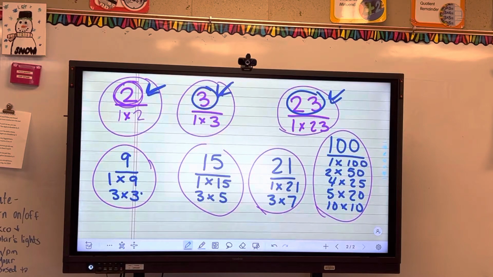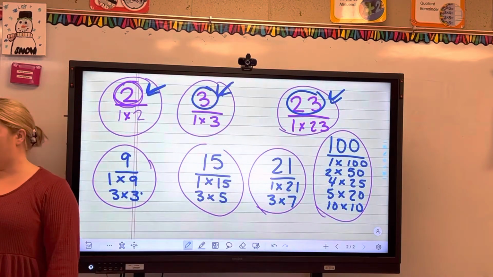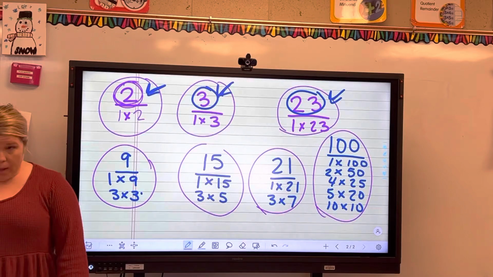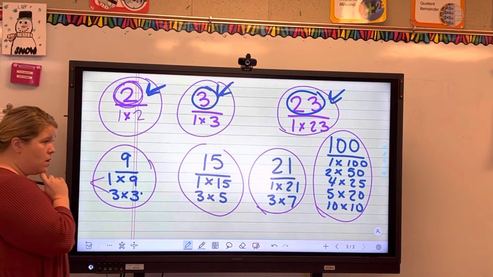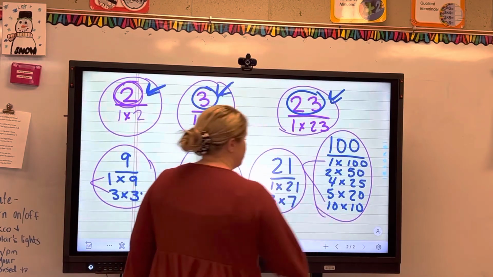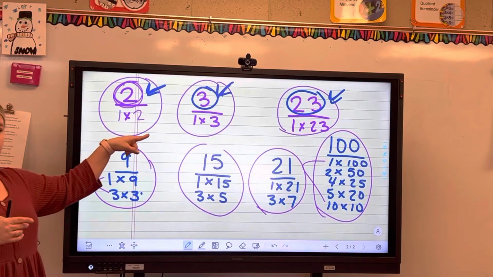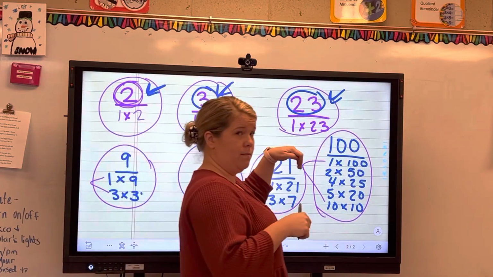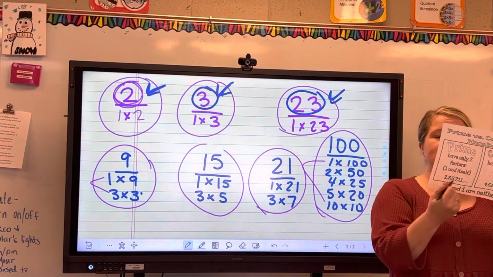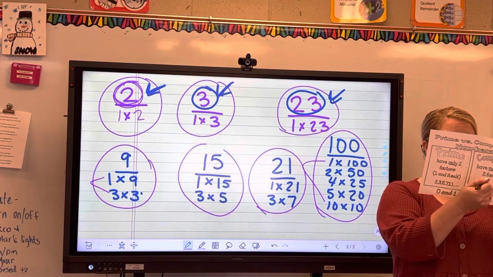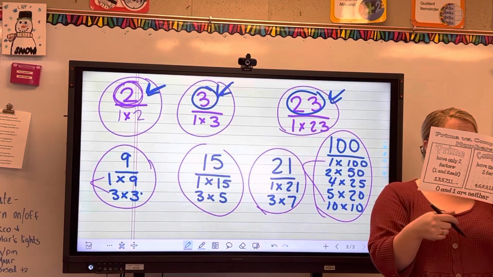Now, look at the rest of these numbers. If you can remember that prime is picky, all the other numbers that are not picky are called what? Composite. It doesn't matter if they have 2 factor pairs or if they have 5 factor pairs or 10 or 20. If they have more than 1 factor pair, they are what? Composite. All right, so we're going to look at this sheet. So you have examples on here, prime and composite definitions. You put picky above your prime, right?